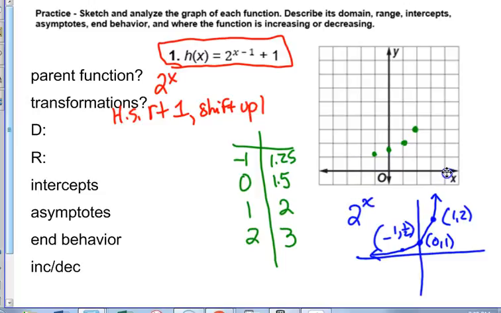The asymptote is usually what throws students, but if this was the asymptote and we shifted right 1 and up 1, what should be the new asymptote? Yes. Y equals 1. The left-right shift doesn't do much. It changes our y-intercept, but that's about it.